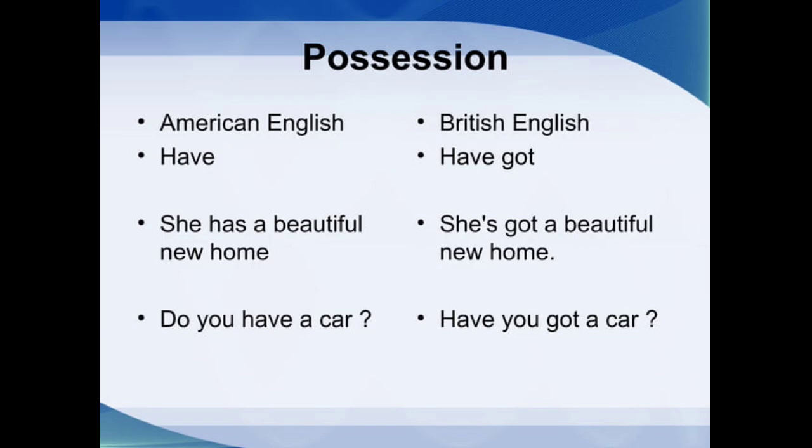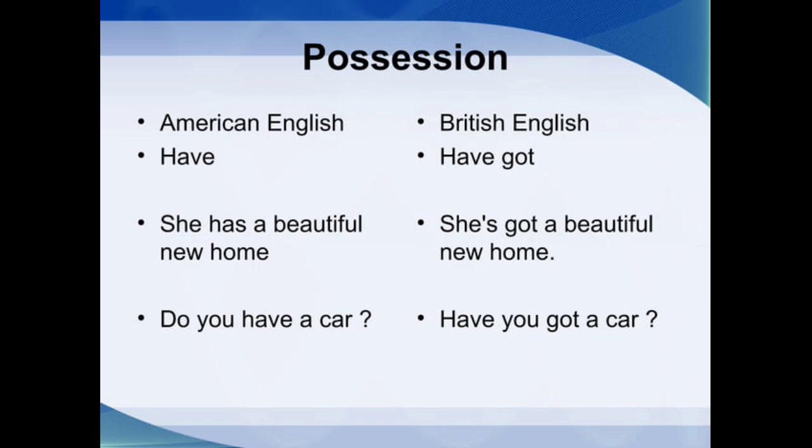Have for possession versus have for auxiliary verbs. British English employs have got for possession, but it also uses have in other contexts, including auxiliary verbs like forming the present perfect tense, I have eaten, and expressing obligation, I have to go. However, the preference for have got when referring to possession is more pronounced in British English.